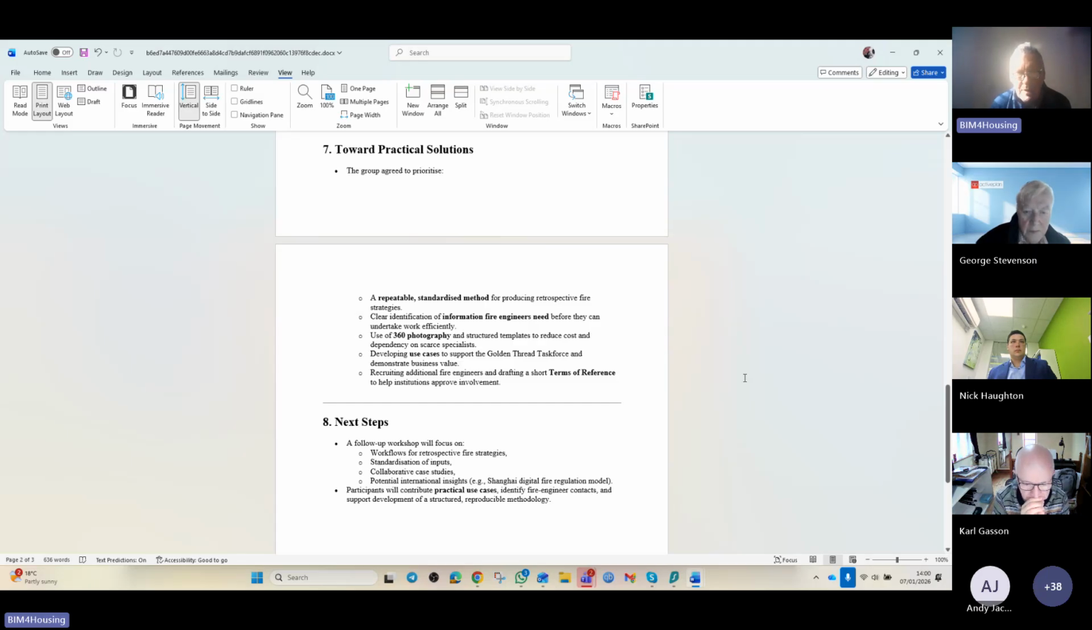A repeatable and standardized method for producing retrospective fire strategies. Clear identification of information fire engineers need before they can undertake work efficiently. Use of 360 photography and structured templates to reduce cost and dependency on scarce specialists. Developing use cases to support the Golden Thread Task Force and demonstrate business value. Recruiting additional fire engineers and drafting a short terms of reference to help institutions approve involvement.